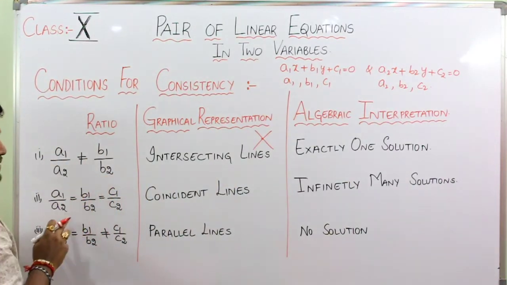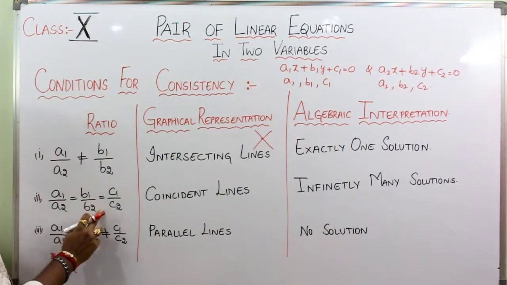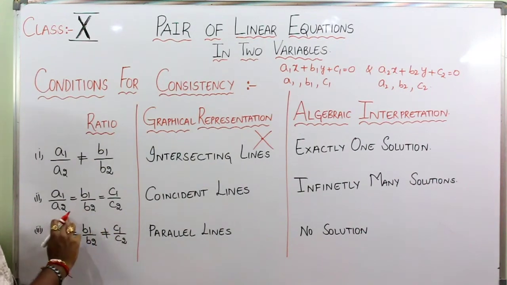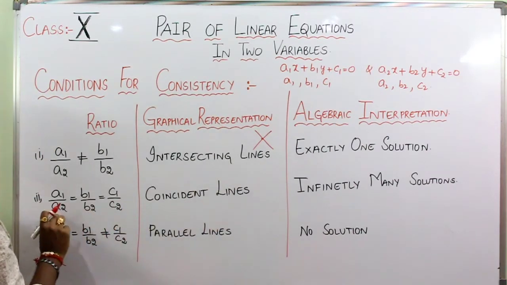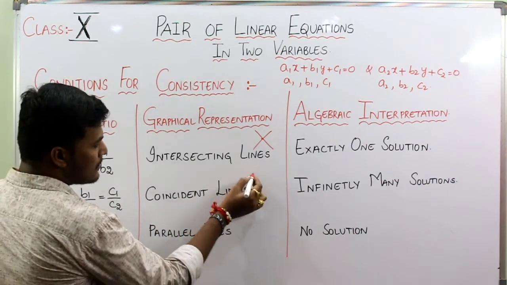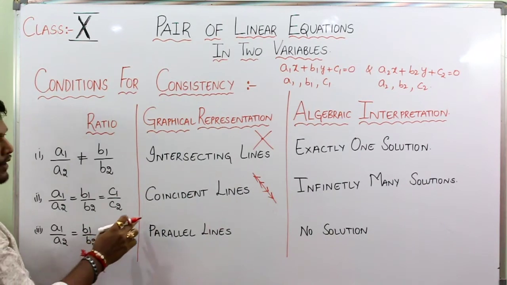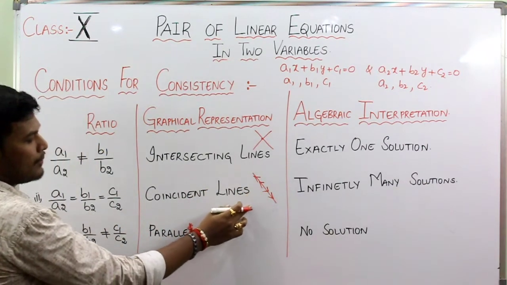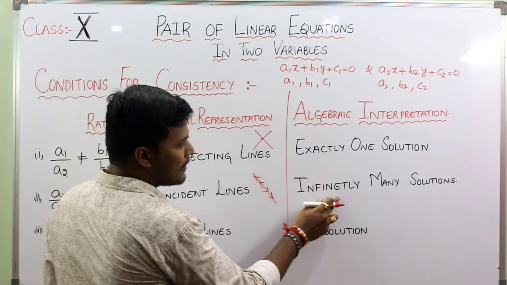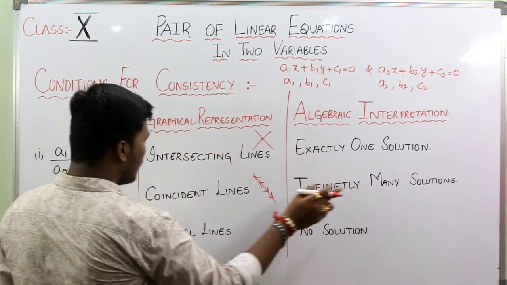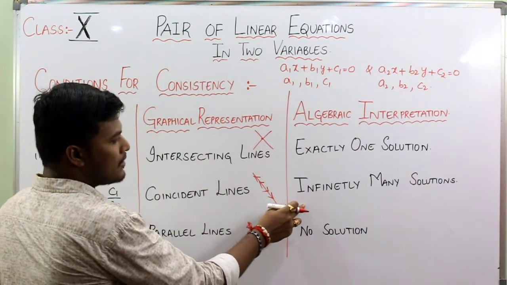Now the second condition is a1 by a2 equals b1 by b2 equals c1 by c2. Such a condition is called coincident lines. Coincident lines are nothing but both the lines lying on the same line. This is the first line and the second line also will be on the same line. As they are lying on the same line, they will have infinitely many solutions.